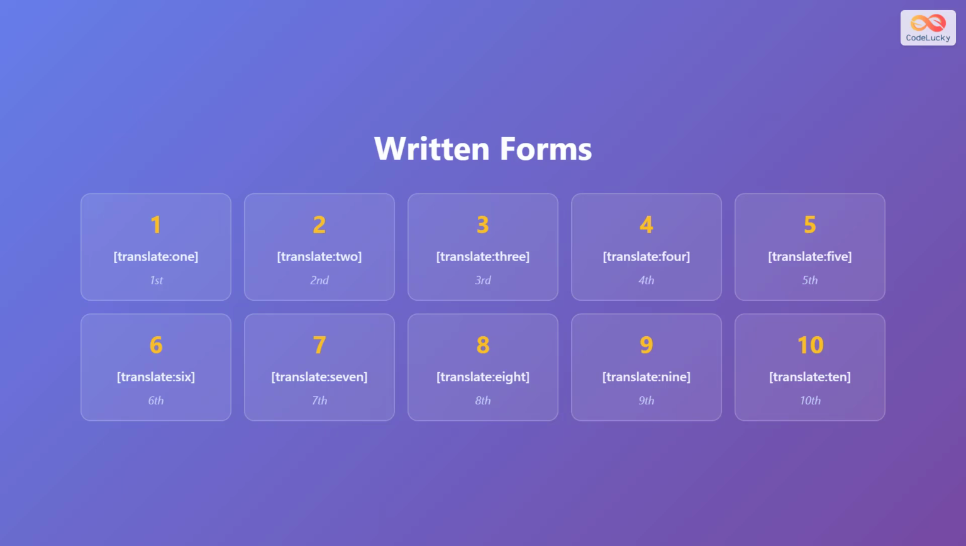Additionally, numbers have ordinal forms. First is the ordinal form of 1. Second is from 2, third from 3, and so on. Ordinals are used to show order or position.